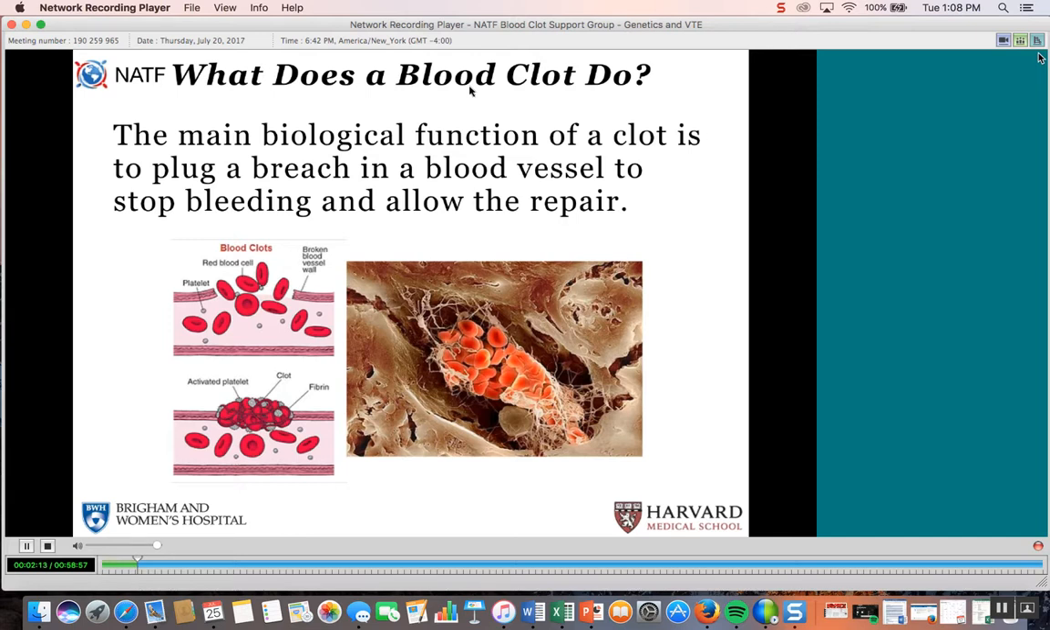Now, on the right side, we can actually see a clot that is plugging a hole in the vessel. Again, these are colors that are rendered on a computer. The original photograph is actually black and white, in grayscale. But we see the red blood cells, all clumped together. We can see some platelets, we can see the fibrin, and we can see the hole that is plugged by the clot.